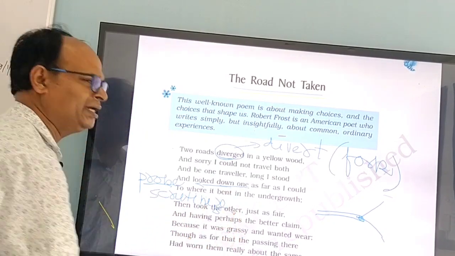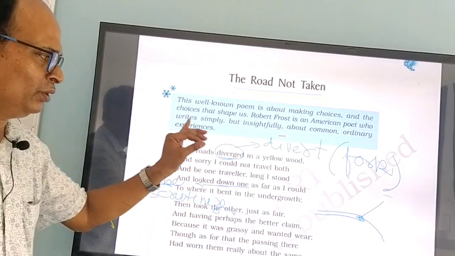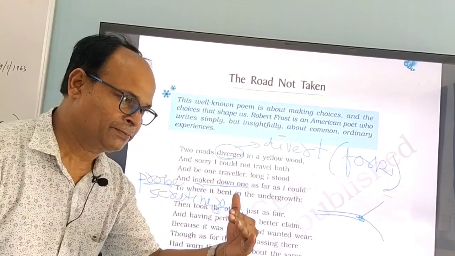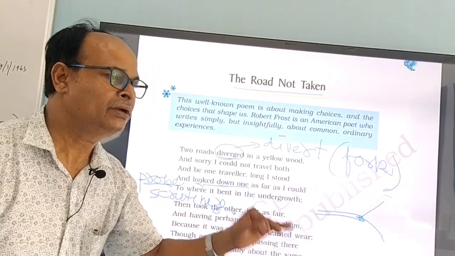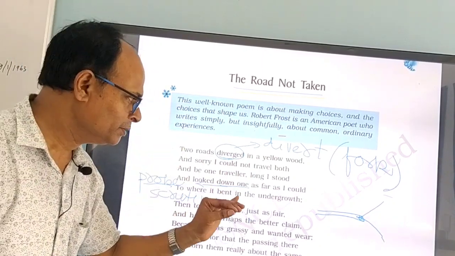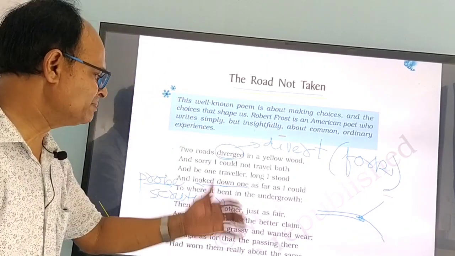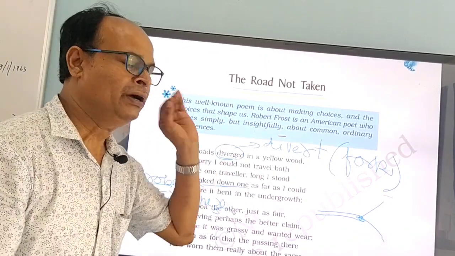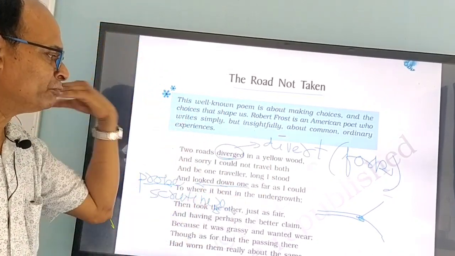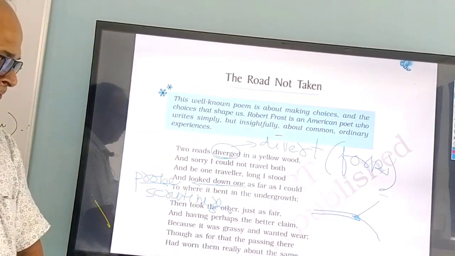S-C-R-U-T-N-I-Z-E. Scrutinize means making examination. Making examination of the road. So he was actually seeing the prospect. He was seeing the opportunity. What is there in the particular road? As far as he could, he was making a thorough or complete inspection of the road, and he was also just trying to see what the prospects, the facilities, and the benefits are in that particular road.